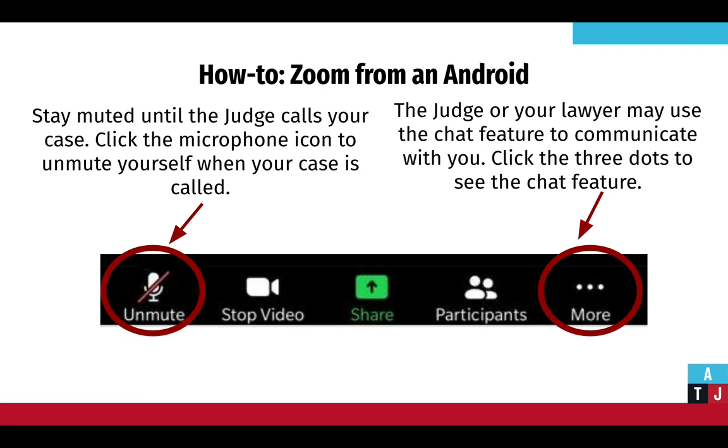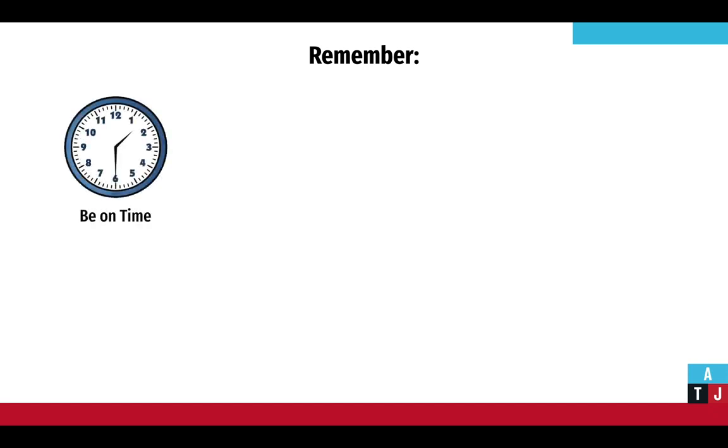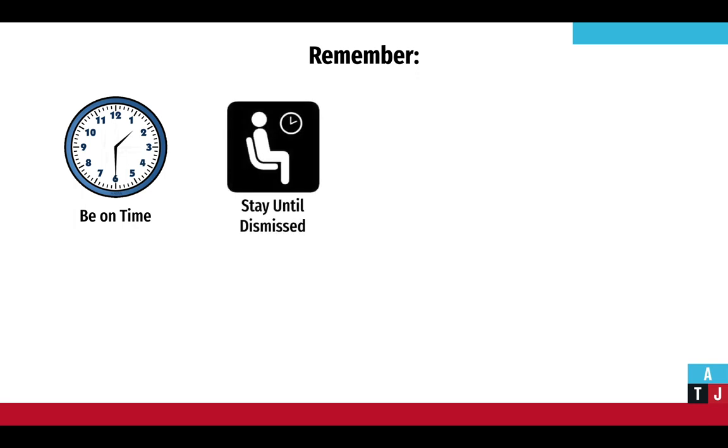The chat feature may be available, and the judge or your lawyer may use it to communicate with you. You can see the chat option by clicking the three dots next to the participant's icon at the bottom to see more options and selecting chat. Make sure you do not use the chat feature to share any private information. And remember, make sure you join the Zoom meeting 15 minutes before your scheduled time. Once you join the meeting, do not leave until the judge dismisses you.